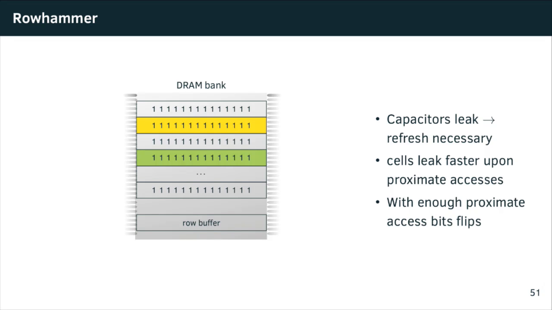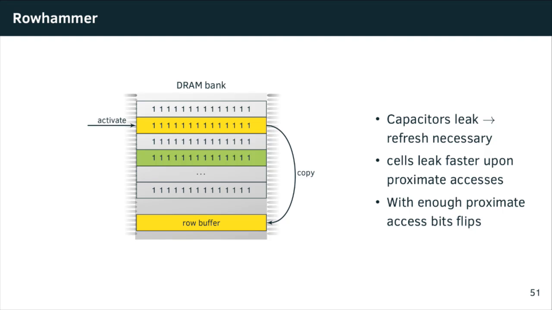The thing is that cells leak faster upon proximate access. That is, if a neighboring cell is accessed, the cell will leak faster. And this means if we do enough proximate access, bits will start to flip because capacitors will drain of charge, it will no longer be charged, and the bit will be 0 afterwards.